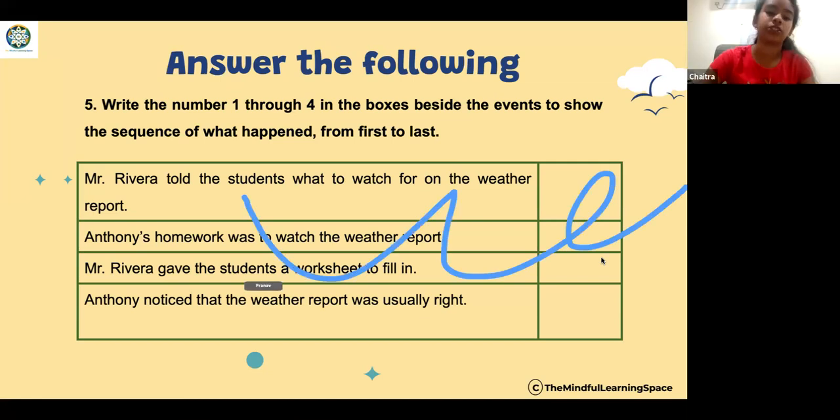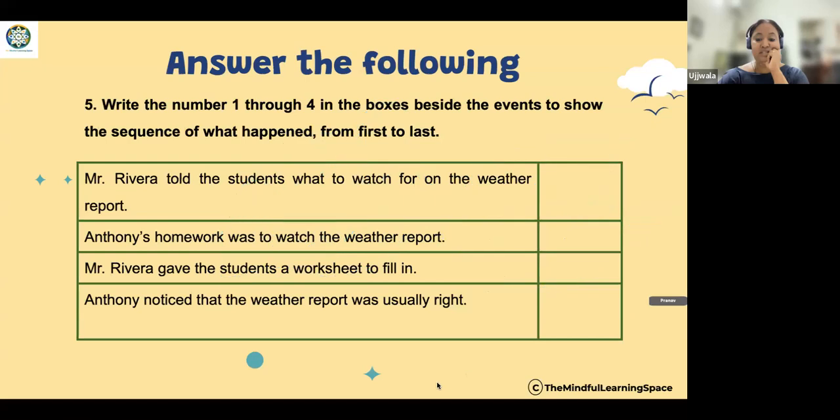I'll just send my answers in the chat. What type of annotation is this? Do you understand the question? Just read all these lines and put them in a sequence.